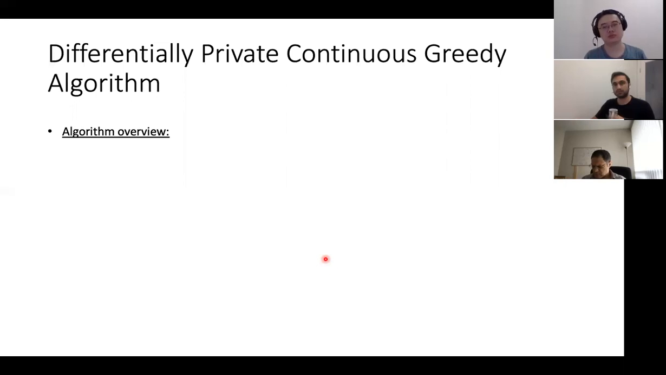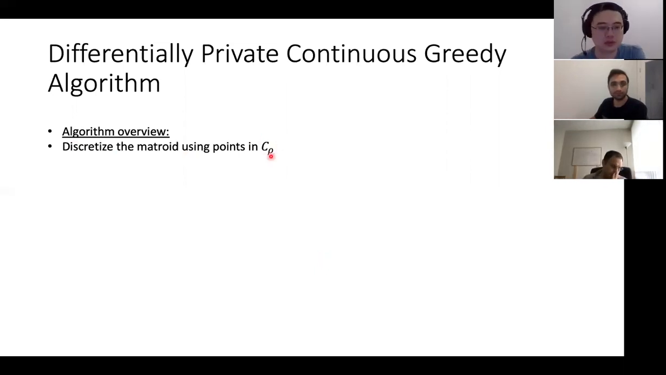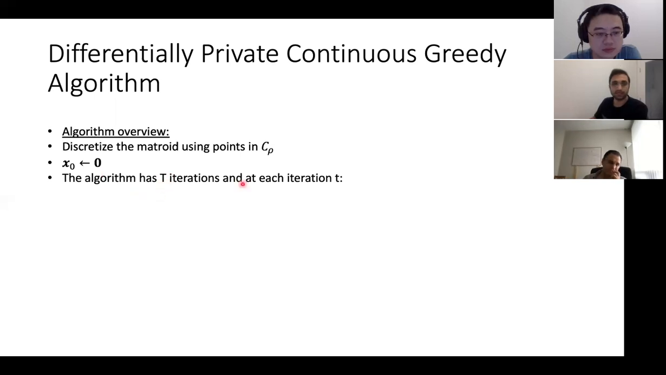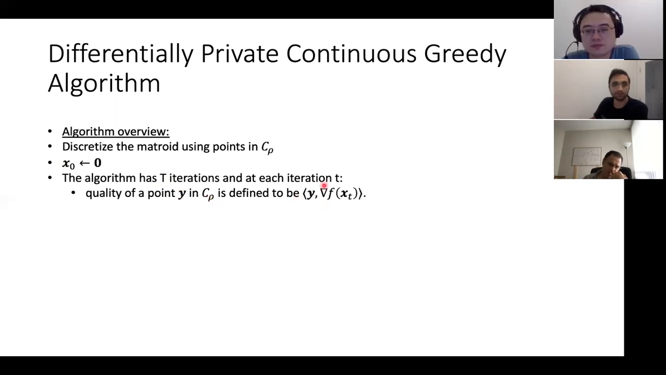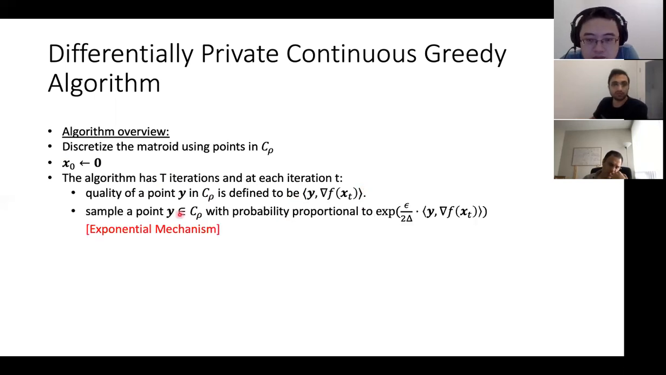Okay, now we are at the place where I can explain our algorithm, which we call the differentially private continuous greedy algorithm. First we have this matroid polytope. Then we discretize this matroid polytope and cover it with C rho points. And we start with the vector which is all zeros. The algorithm has T rounds, and at each round, we try to move in a direction inside the matroid polytope. That direction is supposed to improve the quality of the function, okay? But how we choose that direction comes from the exponential mechanism. So the quality of a point y in the covering is basically how much it improves the function at the current point. Then between all possible directions, we choose one using the exponential mechanism, right?